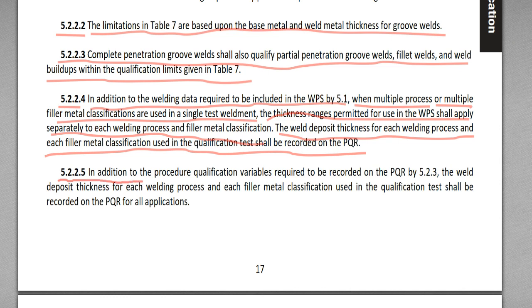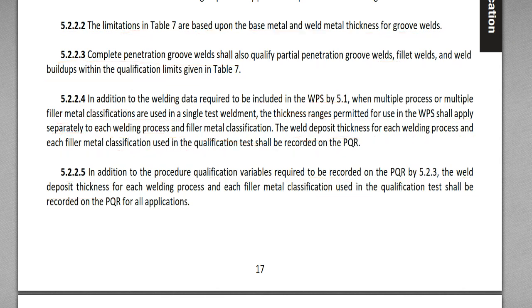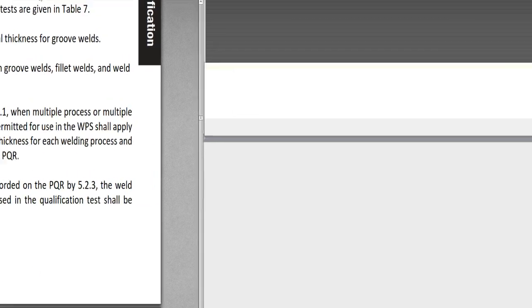5.2.2.5 In addition to the procedure qualification variables required to be recorded on the PQR by 5.2.3, the welded deposit thickness for each welding process and each filler metal classification used in the qualification test shall be recorded on the PQR for all applications. Okay, this is 5.2.2.5. I'm going to show you the pictures of the weldment and give you more explanation. Okay, hold on a second, please.